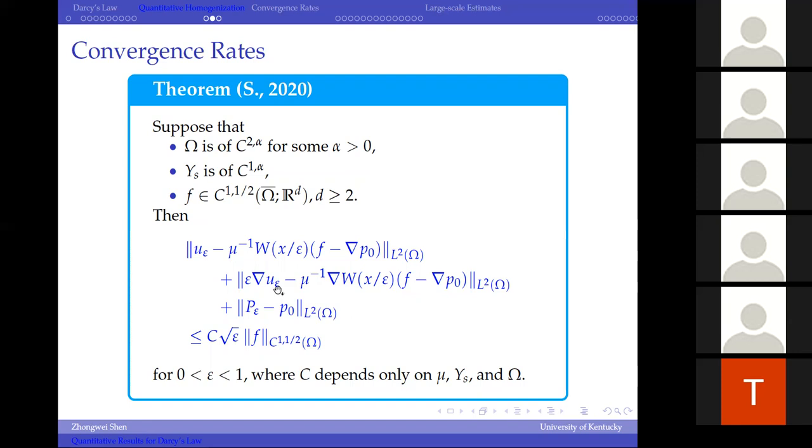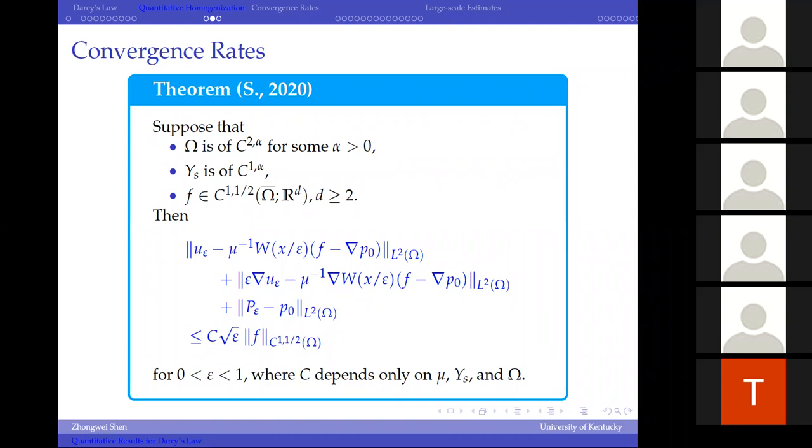convergence rate for the gradient of the solution multiplied by epsilon. This will be the leading term in the asymptotic expansion for epsilon times the gradient. And the extension of the pressure minus its limit, all this in L2 norm, is bounded by a constant times the square root of epsilon multiplied by the C^{1/2} norm of f, for any epsilon between 0 and 1. The constant C will depend on mu, the obstacle, as well as on the domain omega. So that's the theorem on the convergence rate.